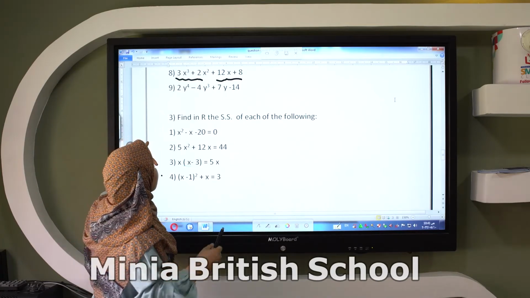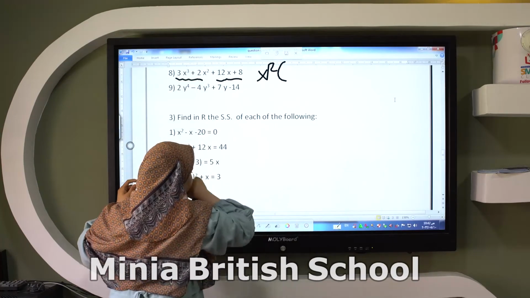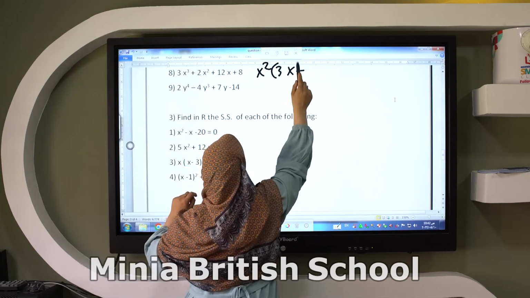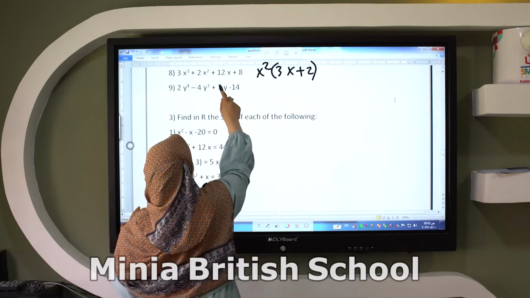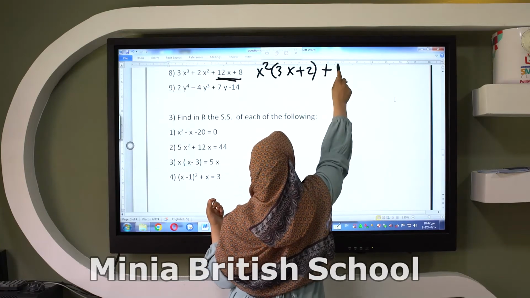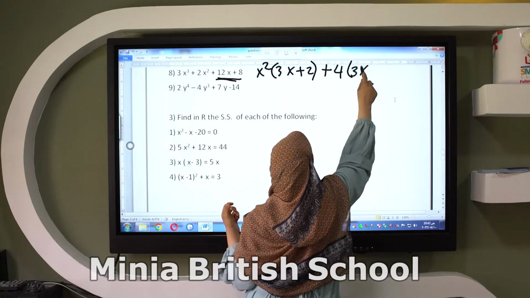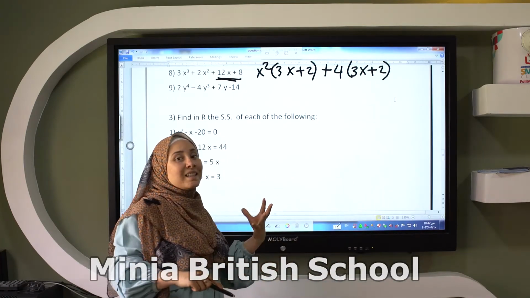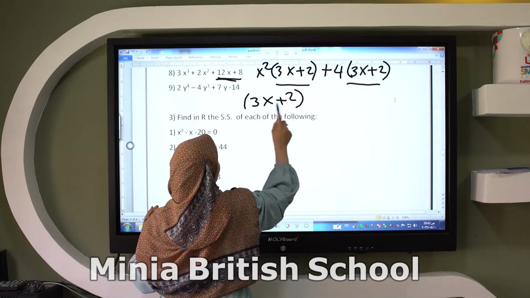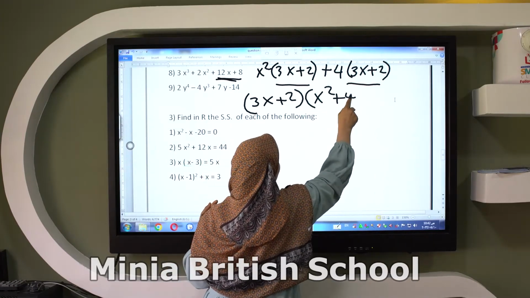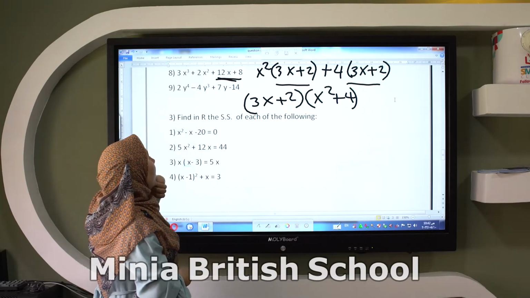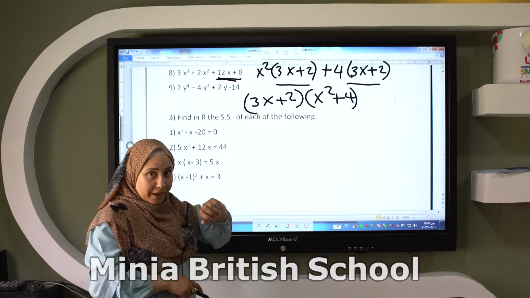The common factor in the first group is x power 2, then 3x plus 2, and the common factor in the second group is 4. The remainder is 3x plus 2. Then you can take the bracket 3x plus 2 as a common. So 3x plus 2 times x power 2 plus 4, okay? And the same idea here in number 9, factorizing by grouping, okay?